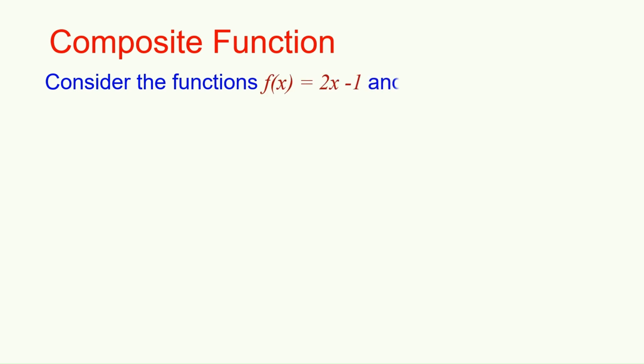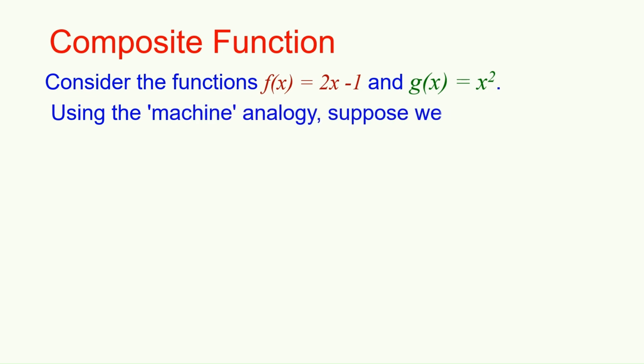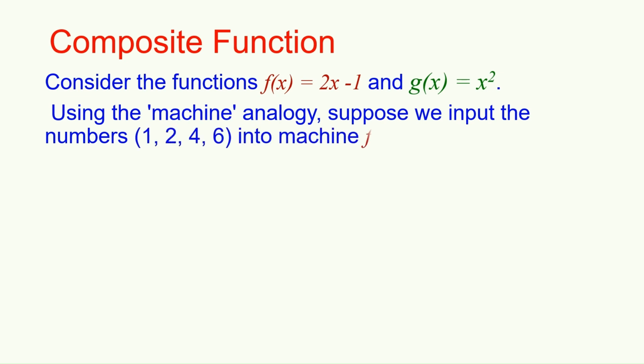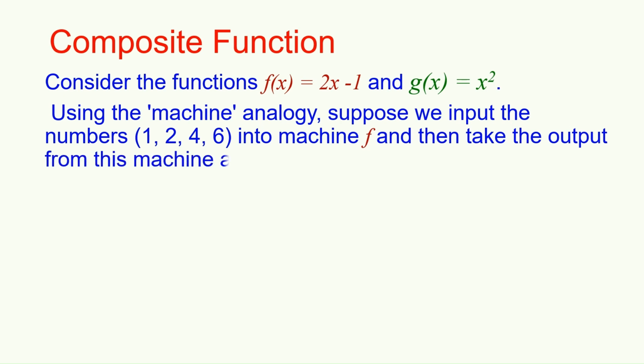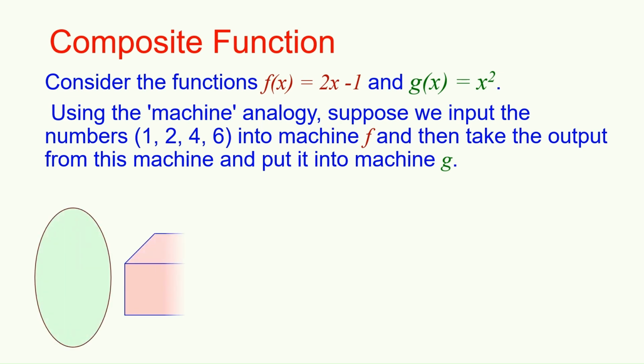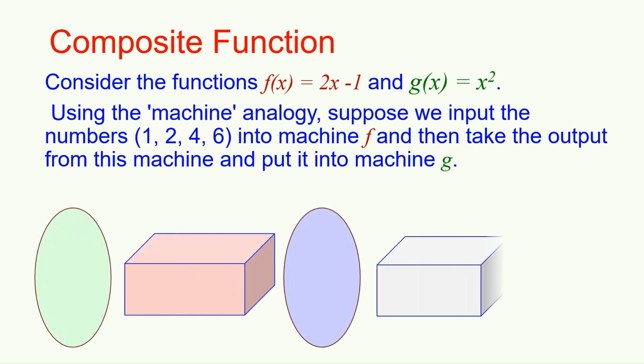Composite function. It means we are taking 2 or more functions together. Consider the functions f(x) equals 2x minus 1 and g(x) equals x squared. Using the machine analogy, suppose we input the numbers 1, 2, 4, 6 into machine f, and then take the output from this machine and put it into machine g. Now watch the process.